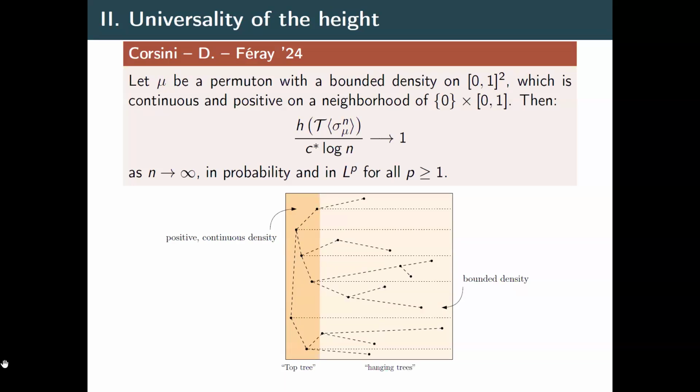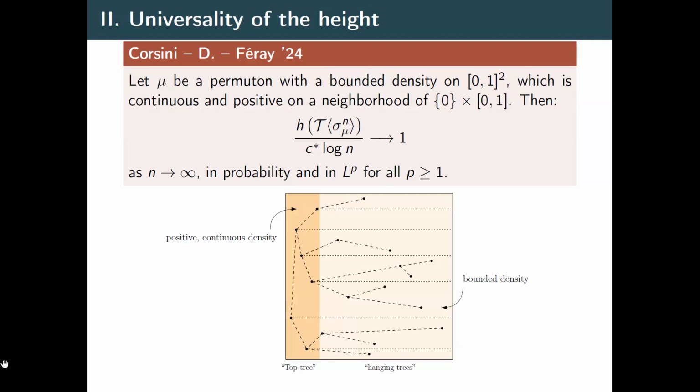But then we also sample points on the rest of the square. These points define a sequence of subtrees that will be attached to some points of the top tree. So we call them the hanging trees. And it would be a problem to have very deep hanging trees. It could modify the result about the height in the end.